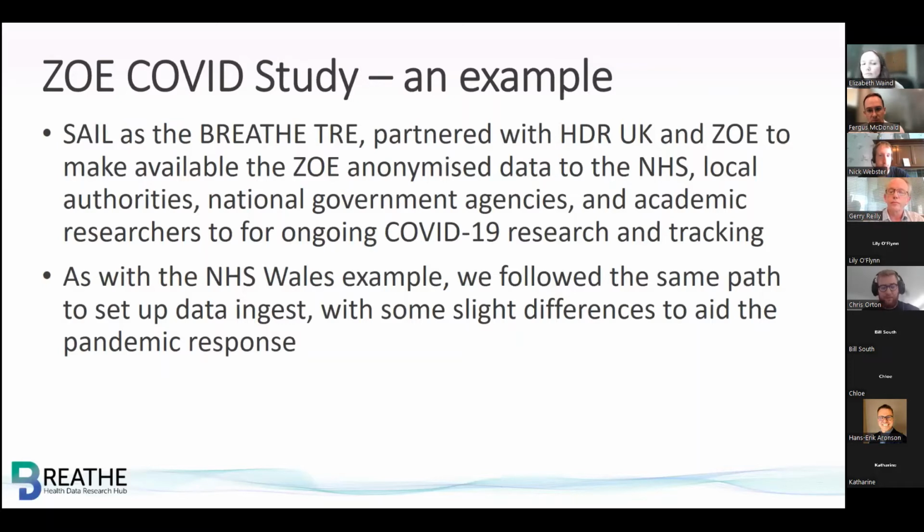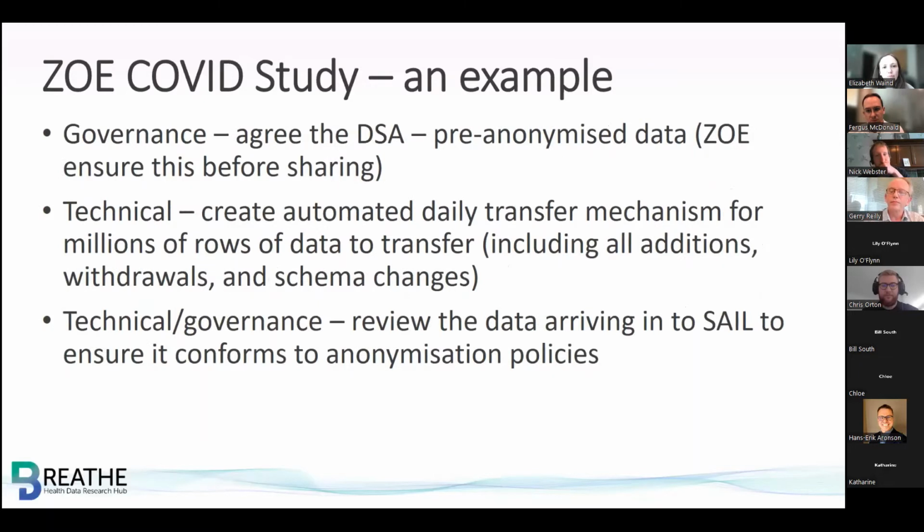And as I've mentioned previously with the NHS Wales example, we followed the same processing path to set up a data ingest from Zoe, with some slight differences to make sure that this could happen as quickly as possible. So as before, agreeing a data sharing agreement, the big change was that we were receiving pre-anonymised data here. So there was no pathway of turning identifiable data within our systems into anonymised data. We were receiving purely anonymised data that Zoe ensured was anonymised as we were receiving that.